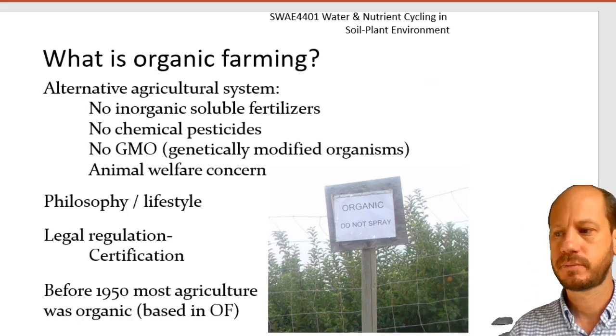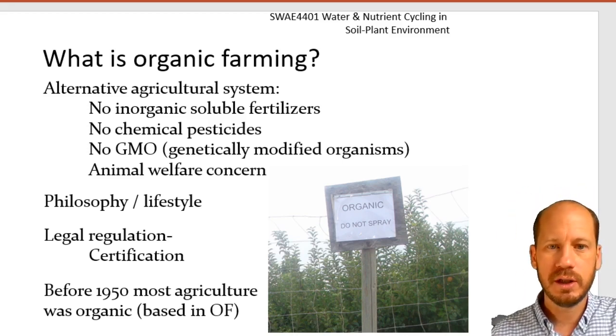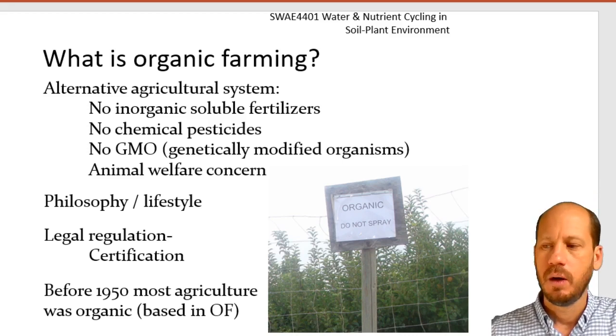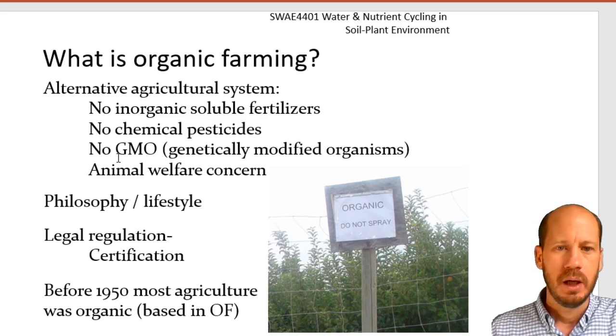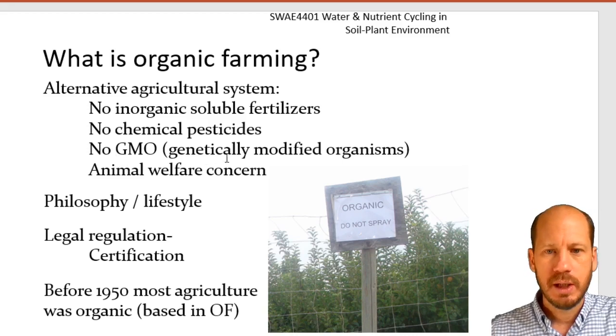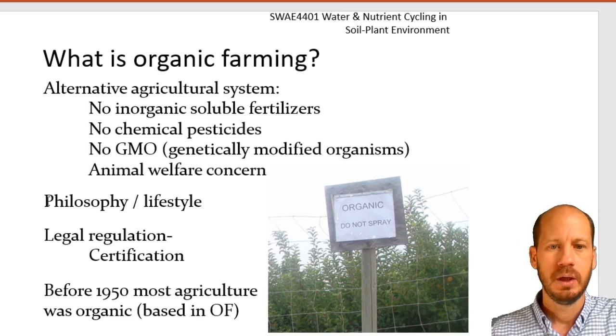Organic farming is an alternative agricultural system where you have no inputs of soluble inorganic fertilizers, no chemical pesticides, no GMOs, genetically modified organisms, and there is a higher concern for animal welfare. Organic farming can be defined as a philosophy of a lifestyle.